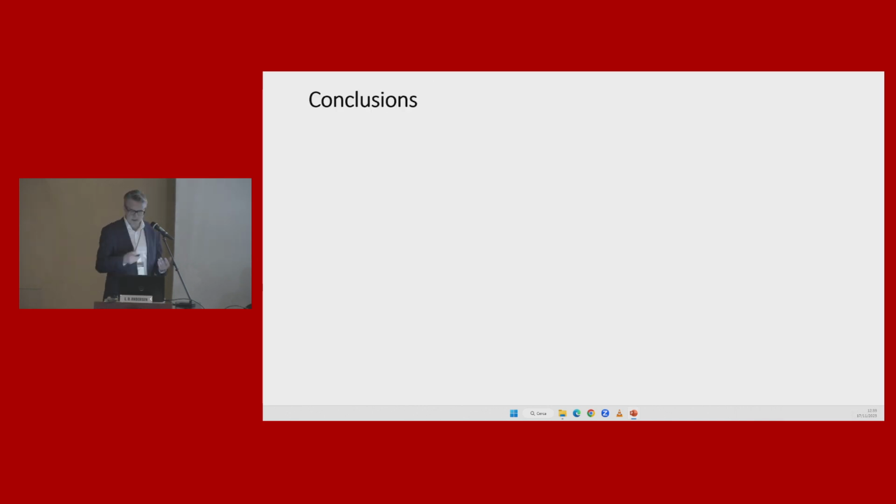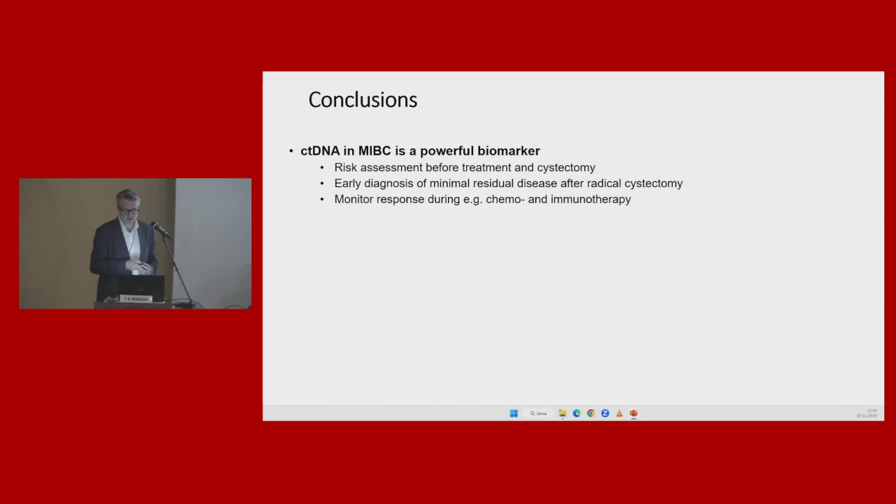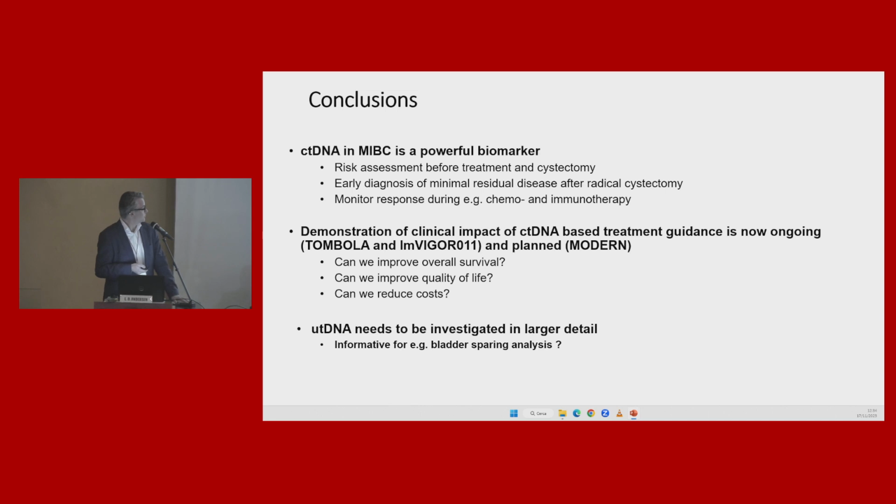So that'll be interesting. My conclusion from this is that circulating tumor DNA in muscle-invasive bladder cancer is a powerful biomarker. We can use it for risk assessment before treatment and cystectomy, for early diagnosis of MRD after radical cystectomy, and for monitoring response during chemo and immunotherapy, as we have seen. We really need to demonstrate the clinical impact in clinical trials, and they are ongoing now in the Tombola, Invigor 011, and planned in the Modern trial also in this setting.